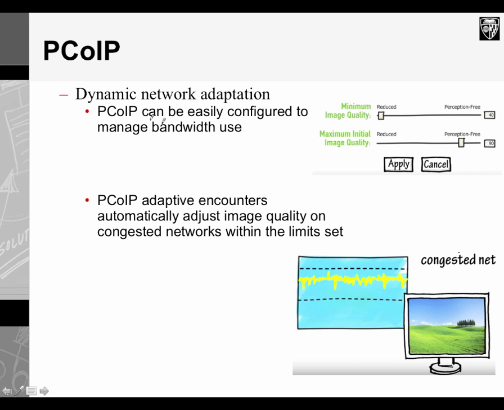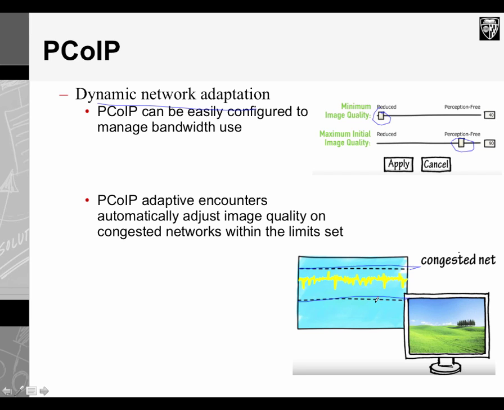There is also dynamic network adaptation, and the idea here is that when you're sending the encrypted compressed images over the network, it depends upon what your network bandwidth is. You can set the minimum quality and maximum quality that you want to support. So there's a range that you've given, and depending upon the bandwidth that you have, it automatically adjusts the quality of the image.